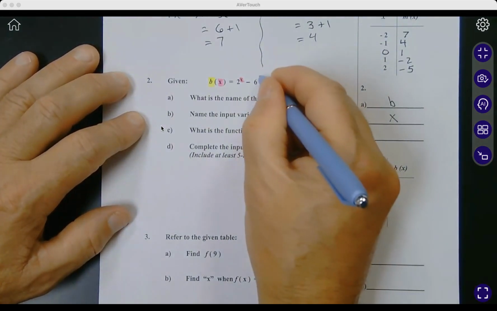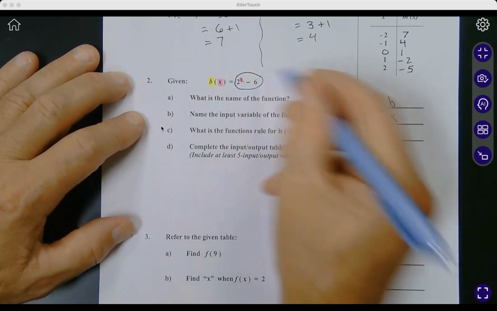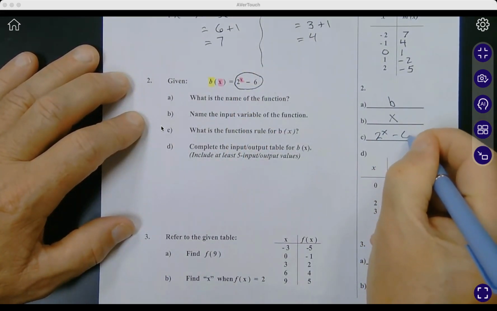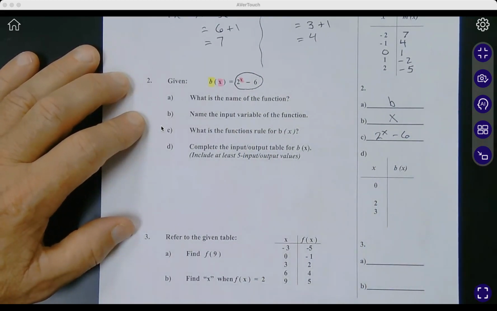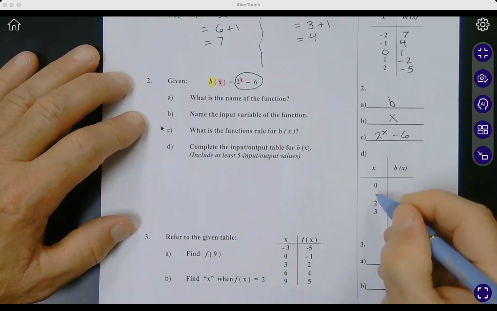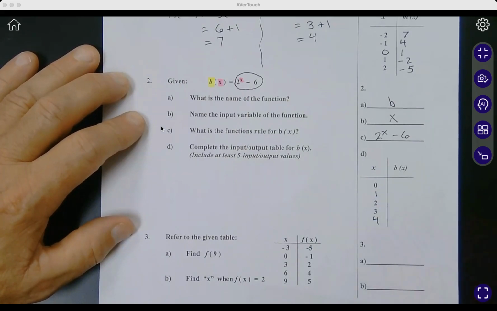The function rule is everything we need to do to that input value to turn it to the output value. So that would be my function rule, and let's now complete the table. Notice it goes 0, blank, 2, 3, blank. So I'm going to put those values in real quick.